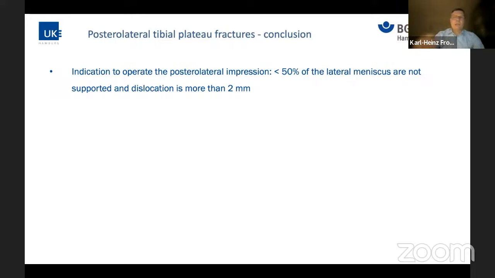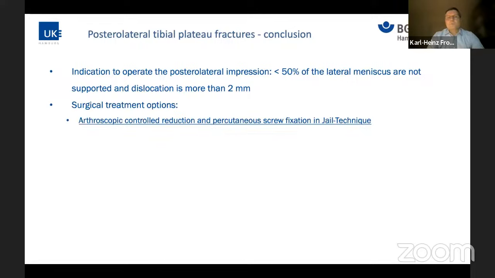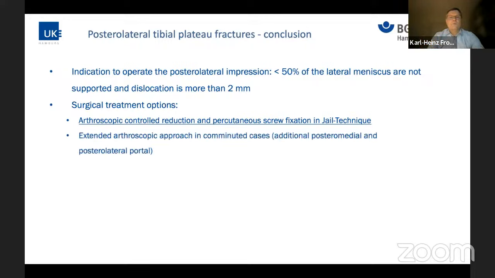The surgical treatment options are arthroscopic control reduction and percutaneous fixation, and open treatment. Usually we do this if it's only a simple posterolateral rim fracture with a cannulated aiming guide and fix it with screws, arthroscopic reduction and percutaneous fixation.